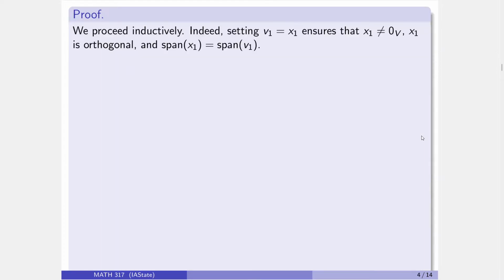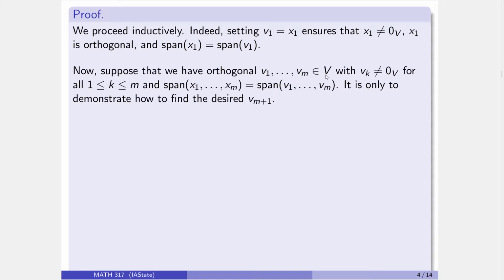Alright, so we're going to proceed inductively. For the base case, as we already noted, a single element is orthogonal, and v1 is linearly independent, and the x's are linearly independent, so that means they're all non-zero. So if I only had one thing, I can easily turn it into an orthogonal list. Alright, so we did the base case.